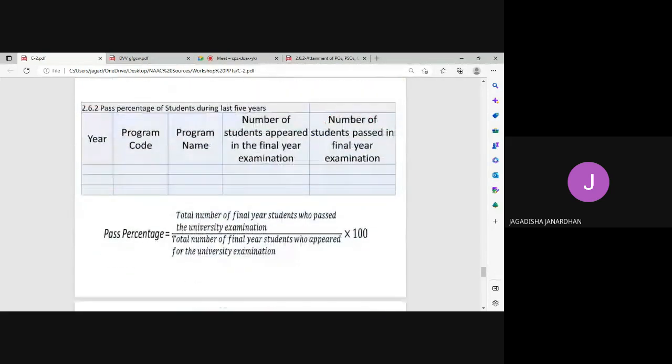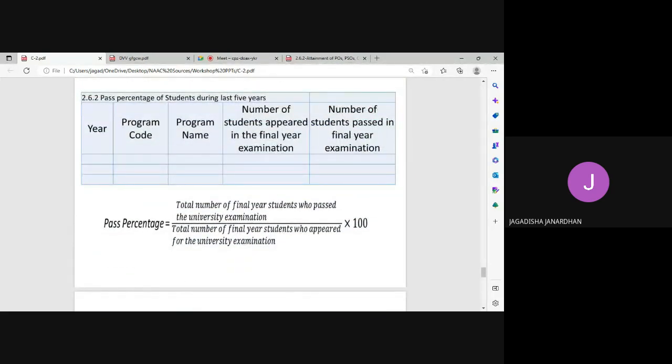So here we will explain in the separate template which is provided by NAAC to calculate the pass percentage. First we need to mention the year, next the program code, then the program name, BCom. BCom is a program, so we can mention it as BCom here in the 3rd column. In the 4th column, the number of students appeared in the final year examination. Suppose we are offering 6 semesters in the BCom program, the 6th semester students who have paid the examination fees, that number has to be recorded here.